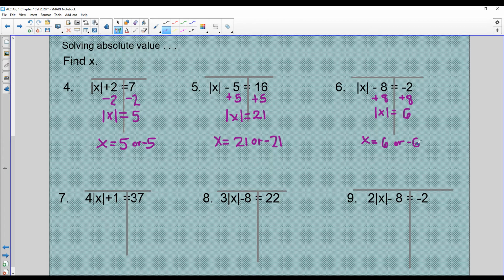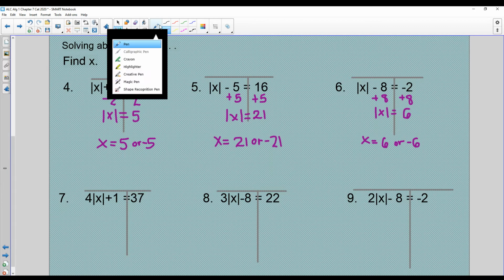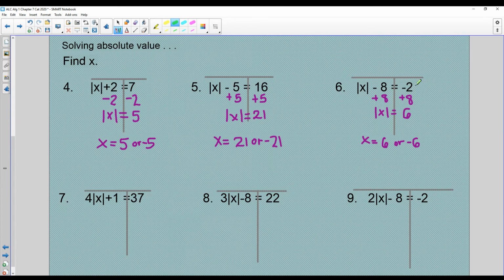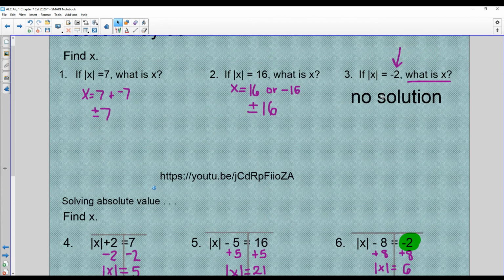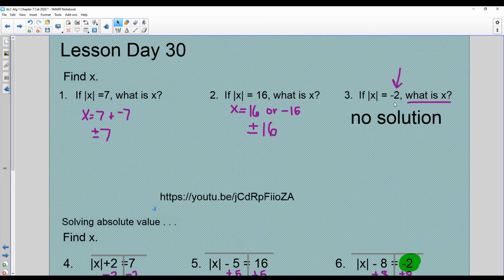Now notice with that problem that when we first started it, it said it equaled a -2. And earlier we said it can't equal negative answers. But that's when it's just like this up in front, where it says the absolute value of x equals -2.